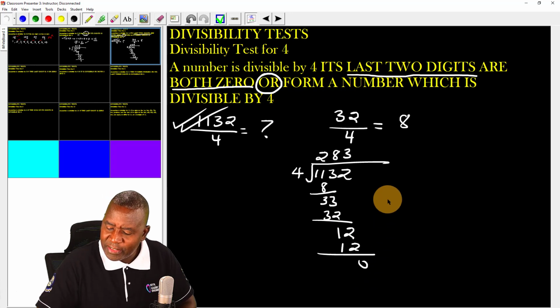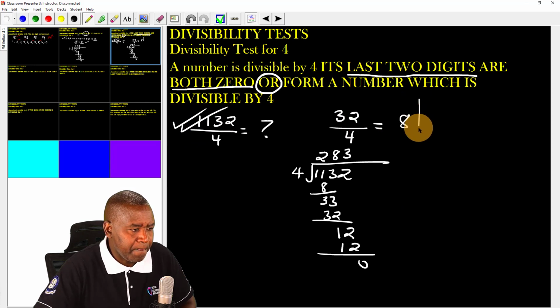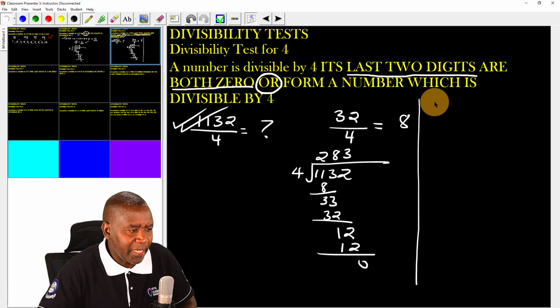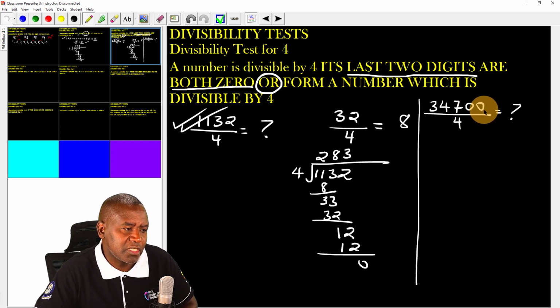Let's look at the second condition of the divisibility test. How about a number such as 34,700? Let's look at its last 2 digits. So we are wondering, is this number divisible by 4? The last 2 digits are both 0. So this number must be divisible by 4.